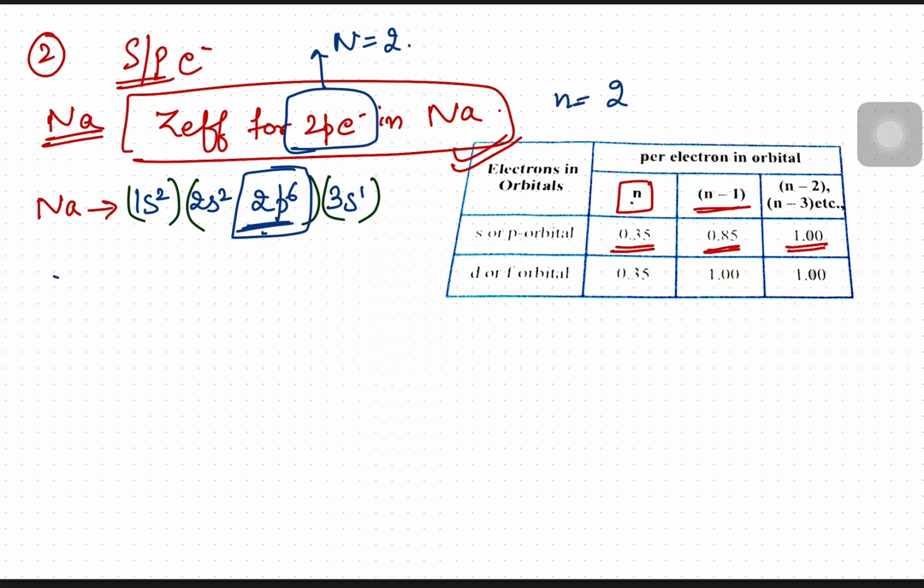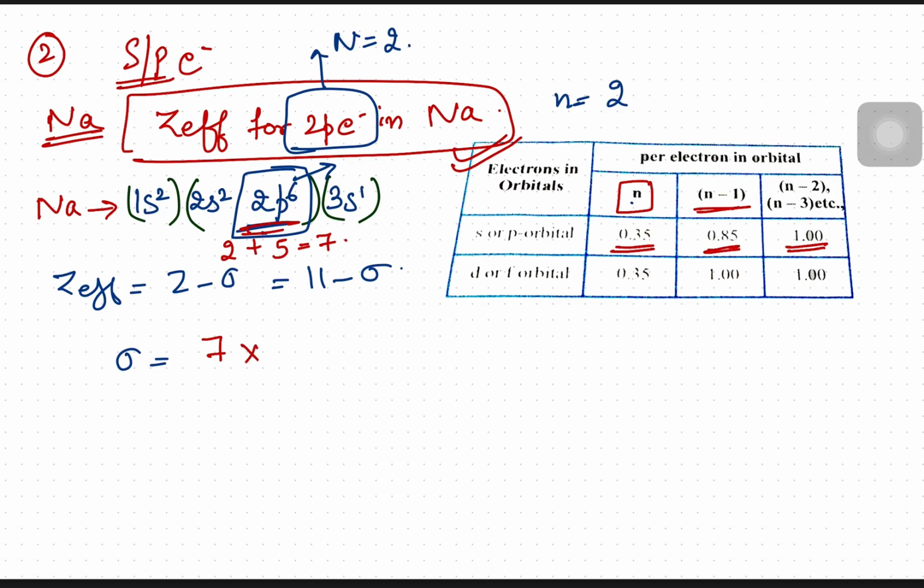So basically Z effective is Z minus sigma. Z is 11, and now we have to calculate sigma. Since we calculate for one electron, just exclude this one electron. Now the remaining electrons are 5. In this one bracket, total how many electrons? 2 of S, and in total there are 7 electrons.